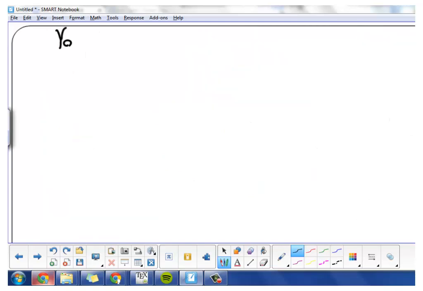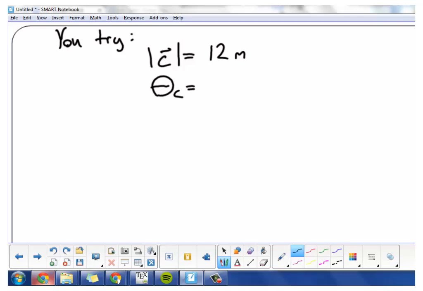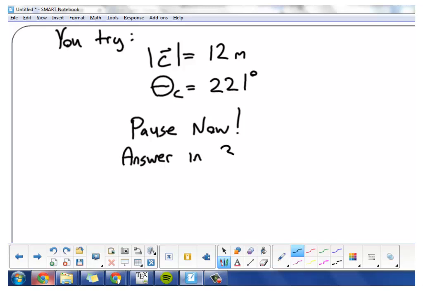Now you try. Suppose you have a vector C, which is a magnitude of 12 meters per second and makes an angle of 221 degrees with respect to the x-axis. That is to say, it is pointing into the third quadrant, down and to the left. You find the x and the y components. You better pause it now, because I'm going to discuss the answer in 3, 2, 1.